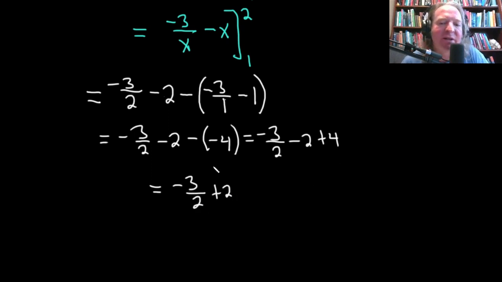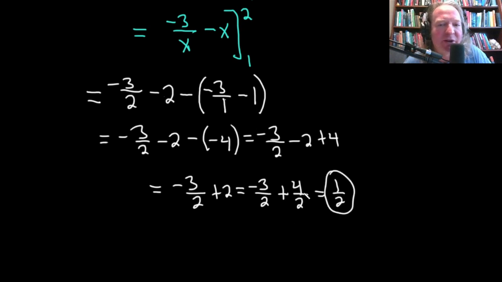And we have to add these. Easy way to do that is think of 2 as a number over 2, so you can write this as negative 3 over 2 plus 4 over 2. When you add these, you're just going to get 1 over 2, which is the answer to the definite integral. So very, very easy to mess up in this process. So yeah, just got to be careful with these.